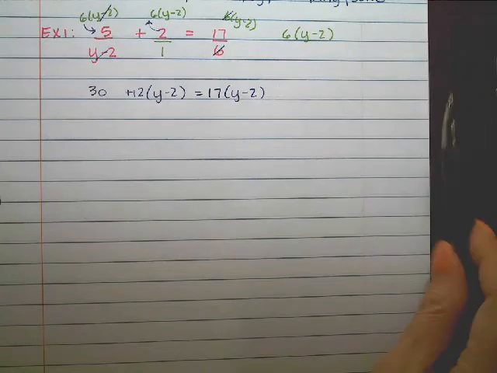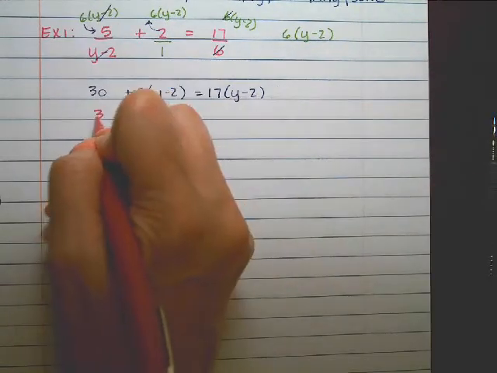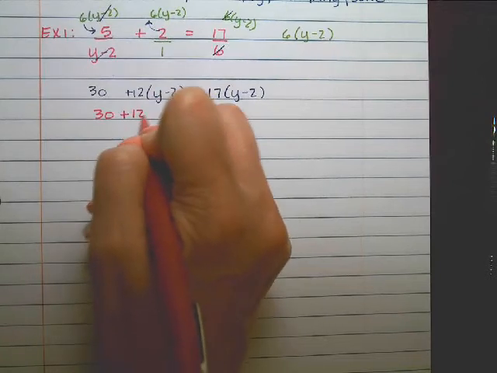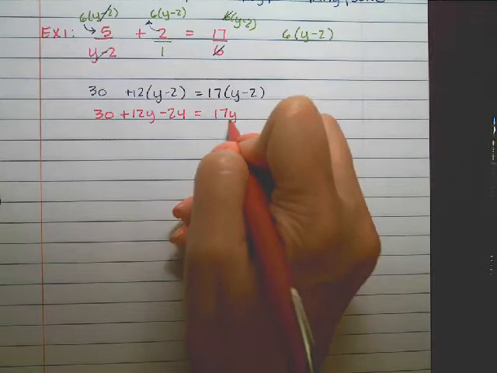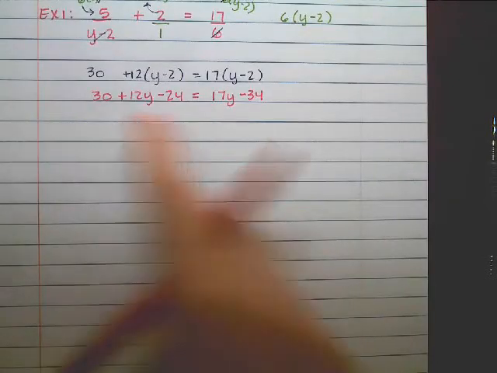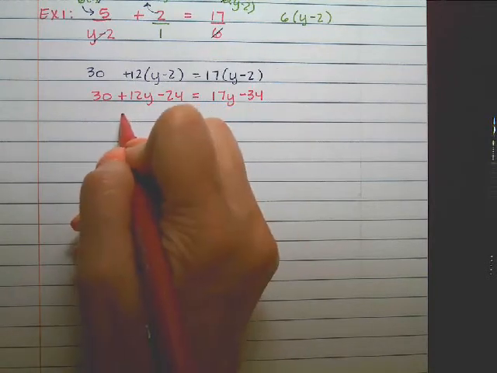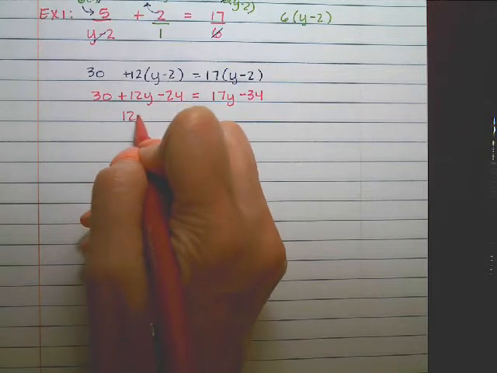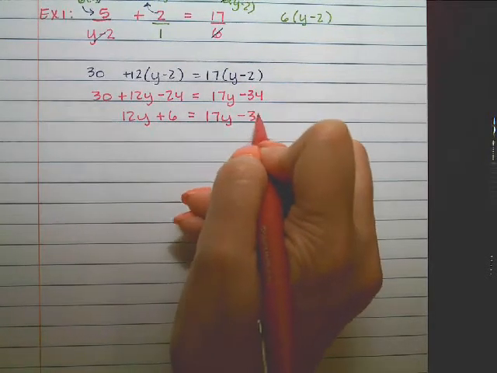Now we're going to clean it up a little bit. So we've got 30 still here, plus 12y minus 24 equals 17y minus 34. So we'll clean this up a little bit. We have 30 and a negative 24, which we can combine to get 6. So we have 12y plus 6 equals 17y minus 34.